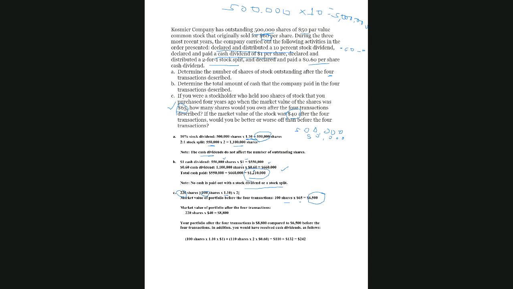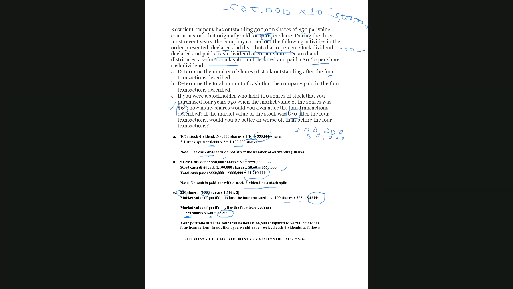Okay, what happens now? Remember, you actually are the owner because of the cash dividend, the stock dividend and the stock split. You're now the proud owner of 220 shares. So you take the 220 current shares that you own, multiply it by the current market value, which is $40 per share. What is the value of your investment today? $8,800.